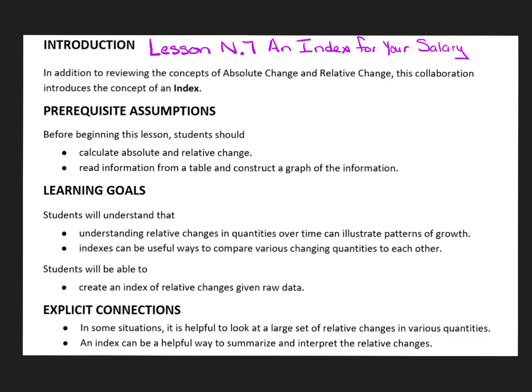Lesson N.7, an index for your salary. In addition to reviewing the concepts of absolute change and relative change, in this lesson we will introduce the concept of an index.